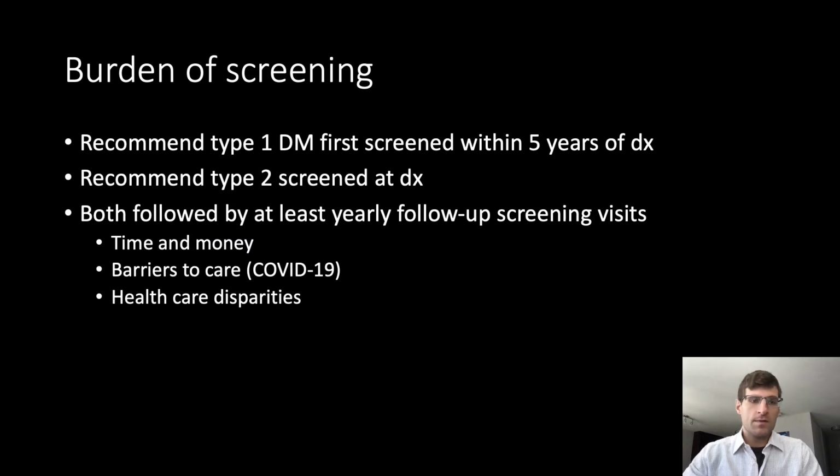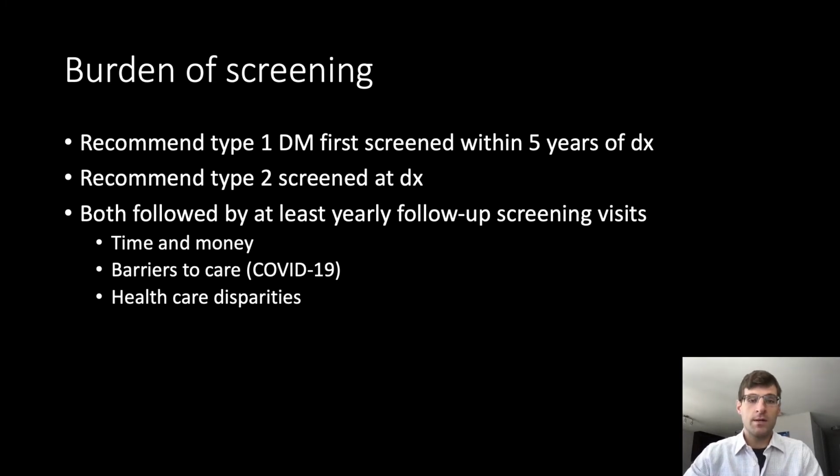And the burden of screening is very high for these patients. The recommendations in the US are for type 1 to be screened within the first 5 years of being diagnosed with diabetes. And for type 2, they're supposed to get screened at the diagnosis. So regardless of whether you're type 1 or type 2, following this first screening, they're supposed to get yearly follow-up screening visits from then on out.